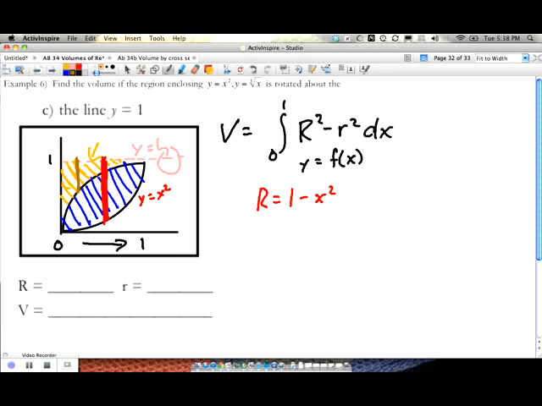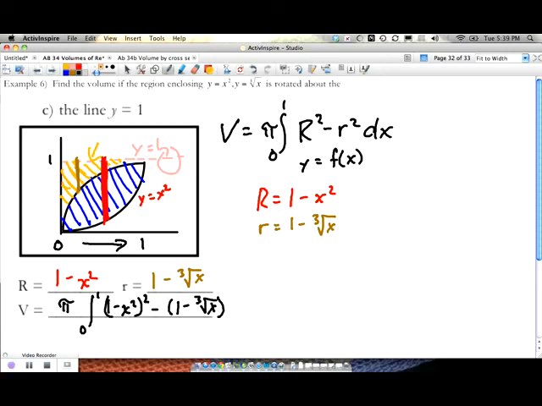The little r is on the inside curve, which was the cubed root of x. So little r is going to be 1 minus the cubed root of x. And then big R over here was 1 minus x squared. So when we set up our final expression, it's going to be pi. Whoops, I almost forgot that on the very first one. Pi times the integral from 0 to 1 of 1 minus x squared quantity squared minus 1 minus cubed root of x quantity squared dx. And now we're done with example 6 and all the volumes of rotation.